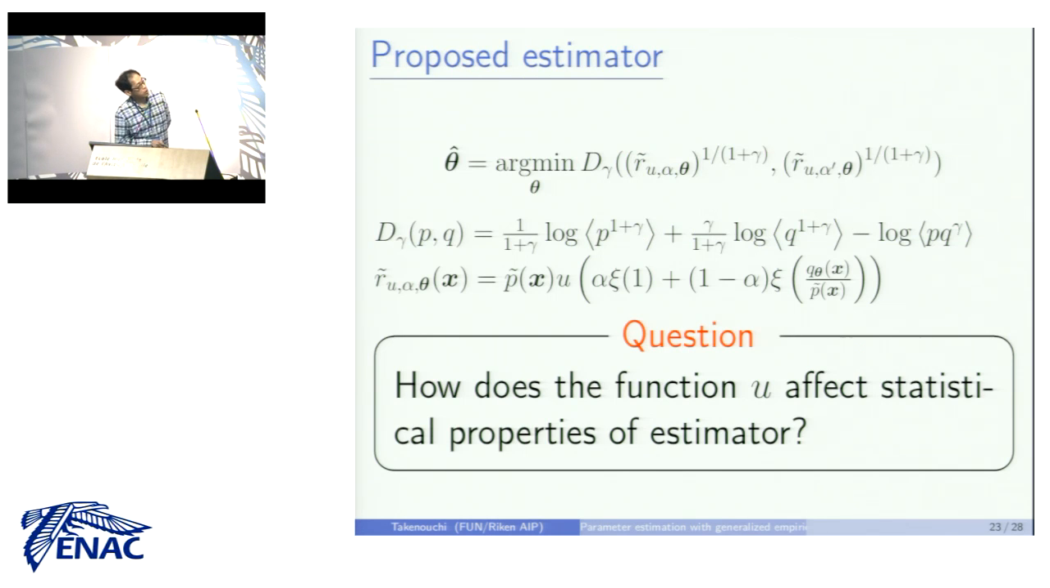And the estimator is just a combination of the generalized empirical localization and homogeneous divergence. So we consider the risk function by the homogeneous divergence between the two kinds of generalized empirical localization model like this. So the question is, how does the function U affect the statistical property of the estimator? This is my question.